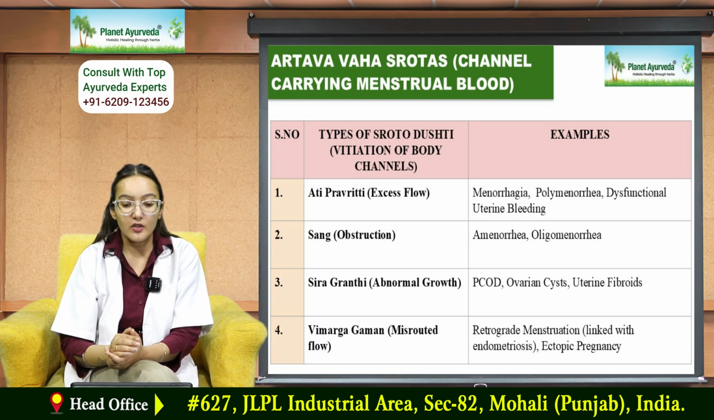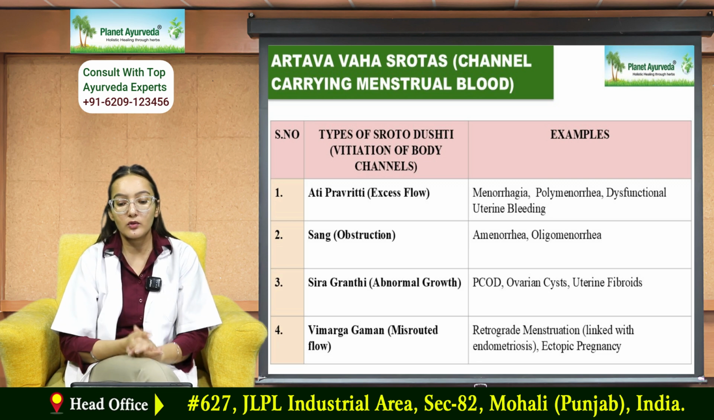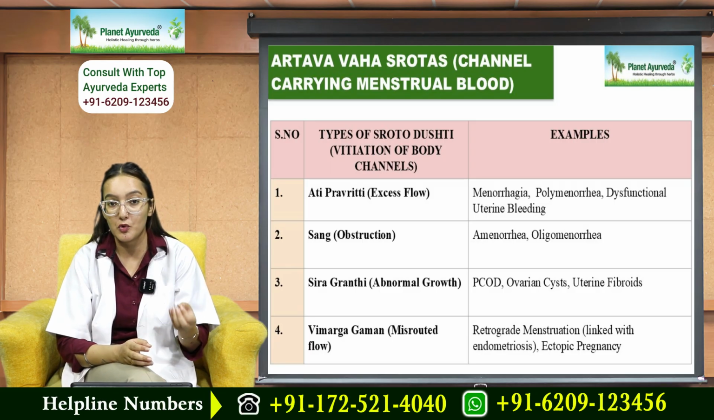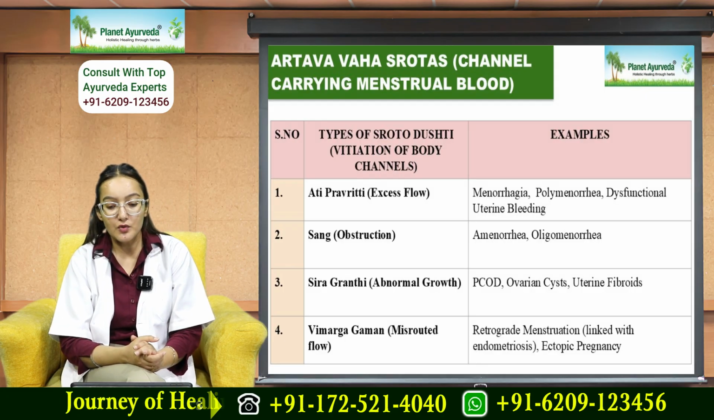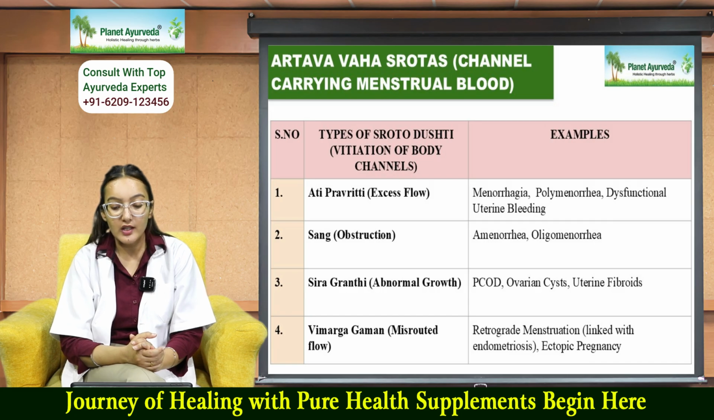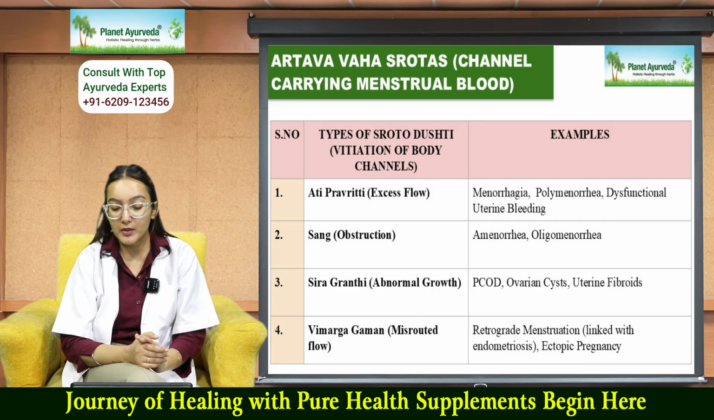Then is Sira Granthi, or abnormal growth. Abnormal growth is very common nowadays. PCOS, PCOD, ovarian cysts, and uterine fibroids may develop. Then comes Vimargaman, or misrouted flow. So retrograde menstruation linked with endometriosis or ectopic pregnancy.